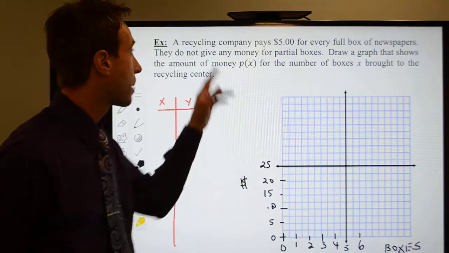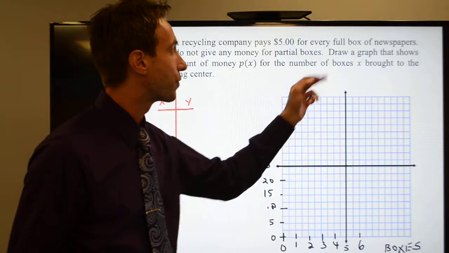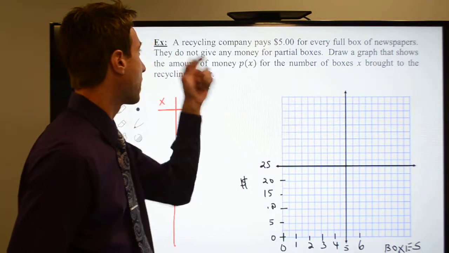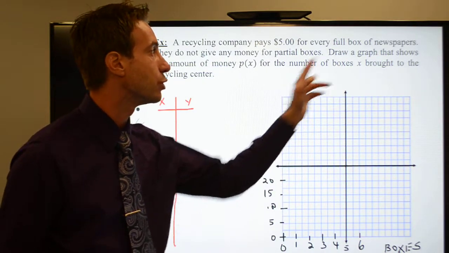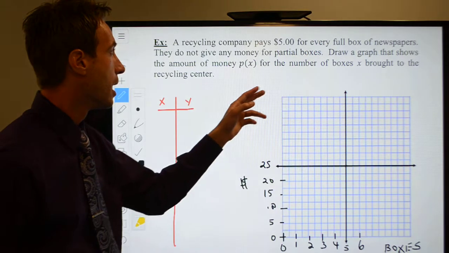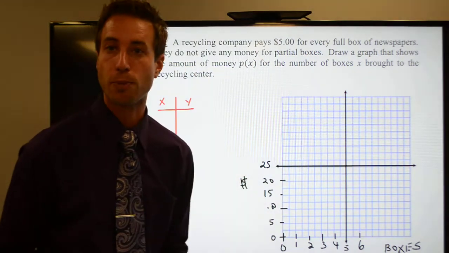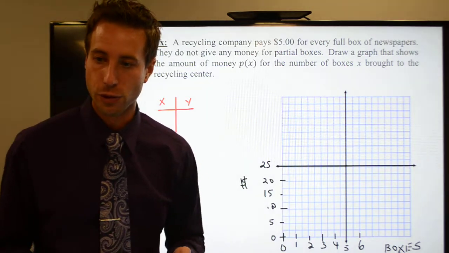This time we're talking about a recycling company, and they will give you $5 for every full box of newspapers that you bring to them. But it must be a full box. They do not give any money for partial boxes. Must be a full box of newspapers.